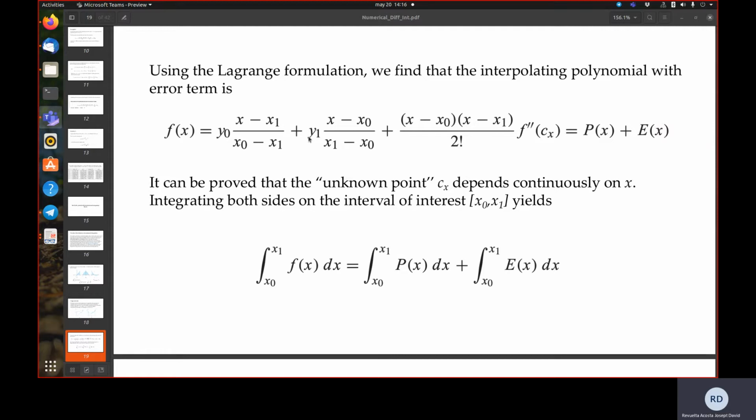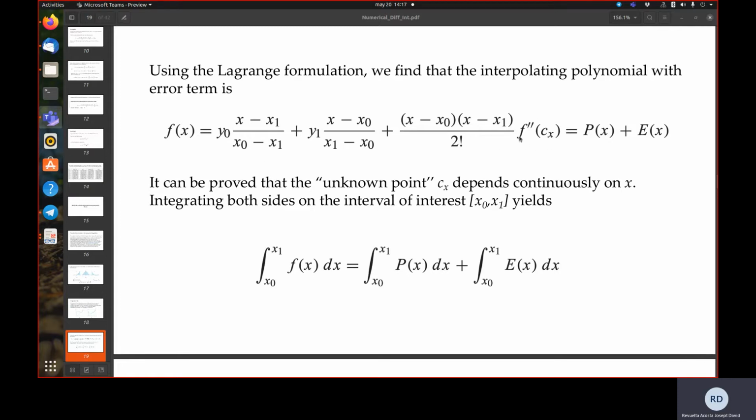Remember, we have the Lagrange interpolation, which basically also goes back to the Taylor series. So the Lagrange polynomial is equal to y0 times (x minus x1) divided by (x0 minus x1), and of course the second point is the same thing: y1 times (x minus x0) divided by (x1 minus x0). And of course, we have higher order terms here, equal to (x minus x0) times (x minus x1) divided by 2 factorial, times the second derivative.